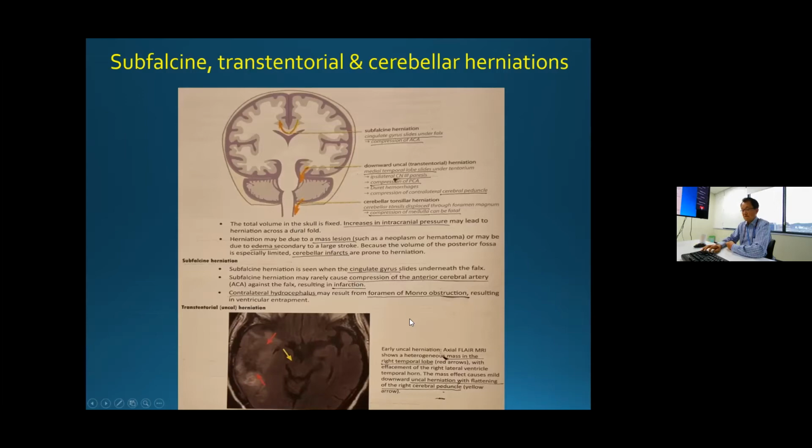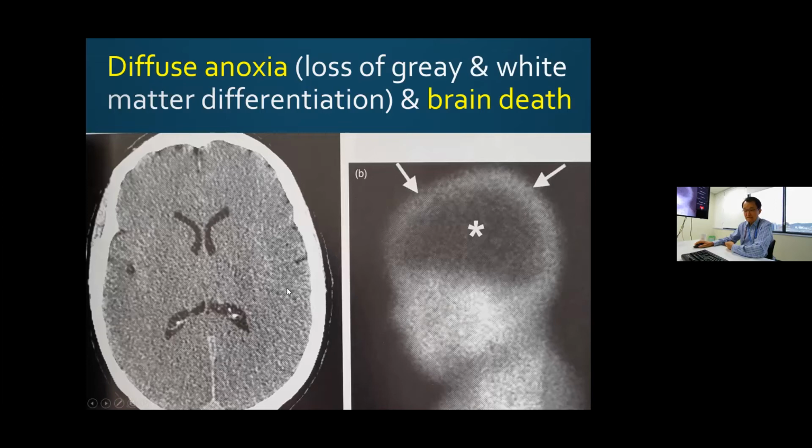Sometimes you don't see any sulci or any brain detail, the density looks uniform and you don't see anything. This is a diffuse anoxic brain. In brain death, the patient must be comatose. So the brain flow study or EEG will not show anything inside, cerebral and cerebellar, to call it brain death.